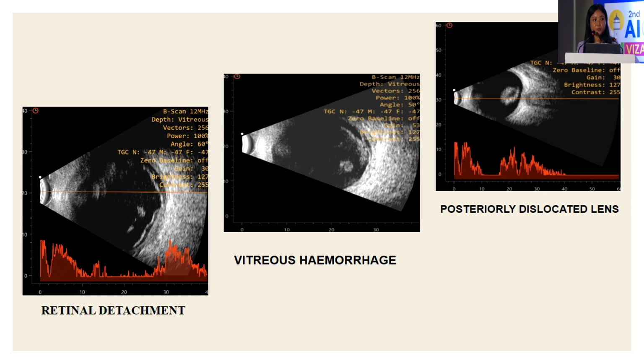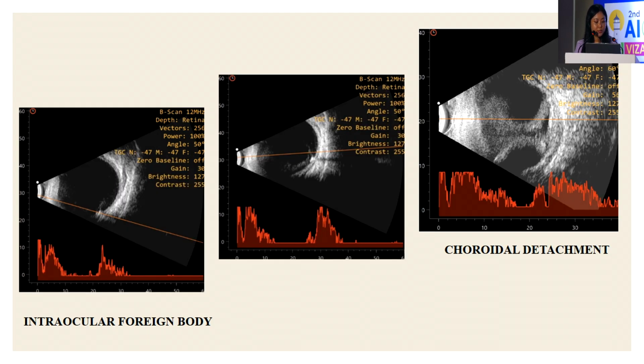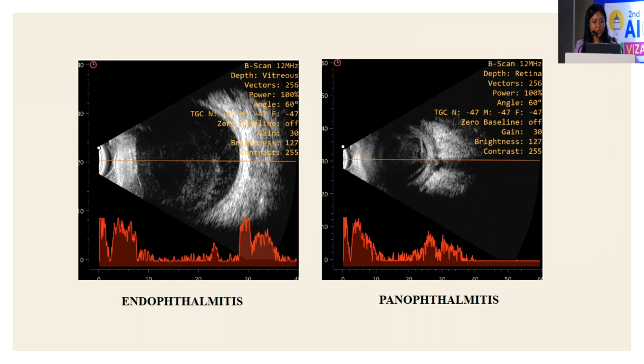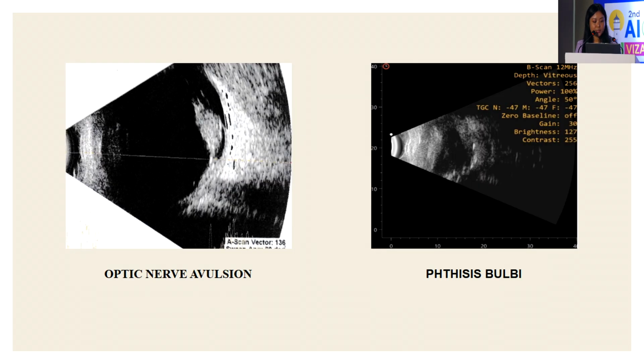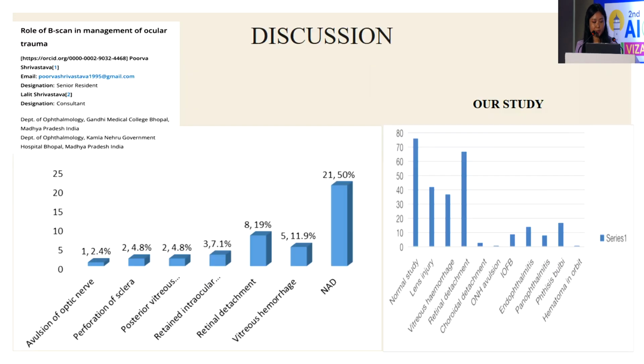So these are some of the pictures that I collected. The first picture is a picture of retinal detachment. Second, a vitreous hemorrhage with inferior layering. Third is a picture of a posteriorly dislocated lens. This is a picture of intraocular foreign body with a very high spike and posterior shadowing. Then choroidal detachment with dome-shaped lesion. Endophthalmitis, panophthalmitis with T sign, optic nerve avulsion, and phthisis bulbi.